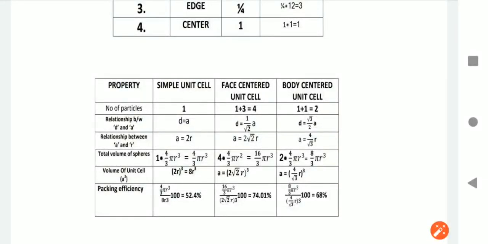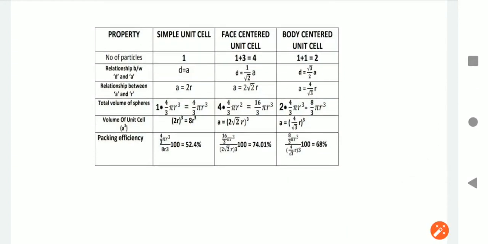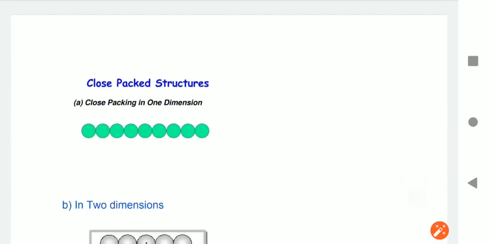This is our fifth video of solid state. In the previous video, we completed packing efficiency and the relation between a and r. Today we will discuss the next topic, that is close packed structure.